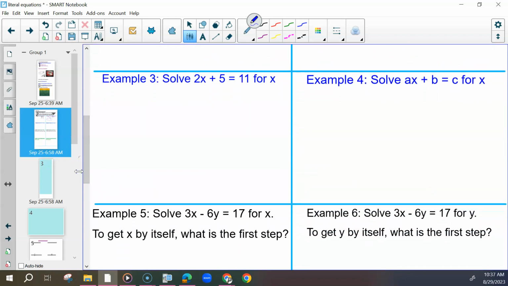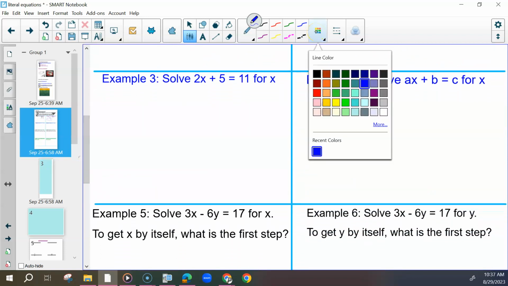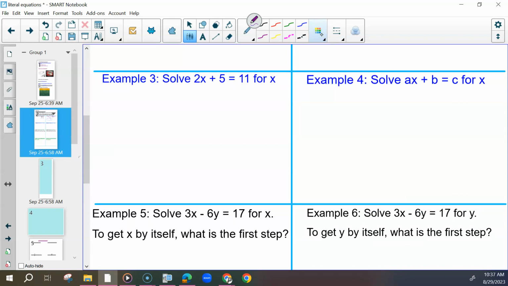Right, example 3. We are solving this for x. Trying to get x by itself. What would we do first? Subtract 5 on both sides. And now this kind of looks like example 1. So we're going to take both sides and divide.